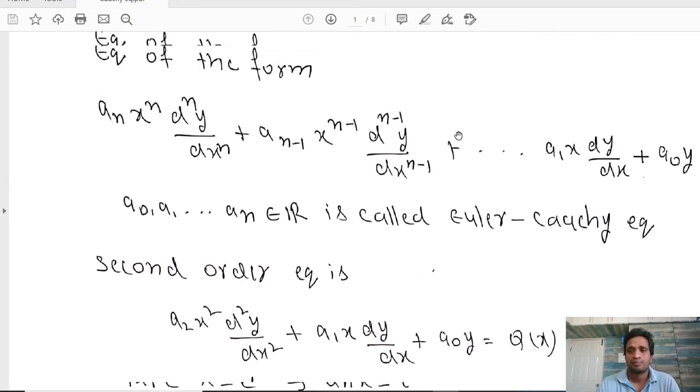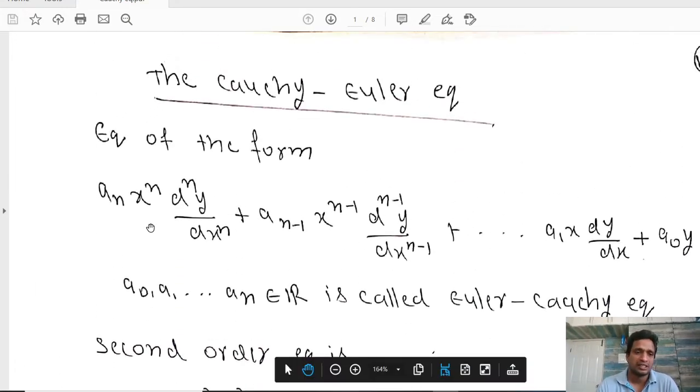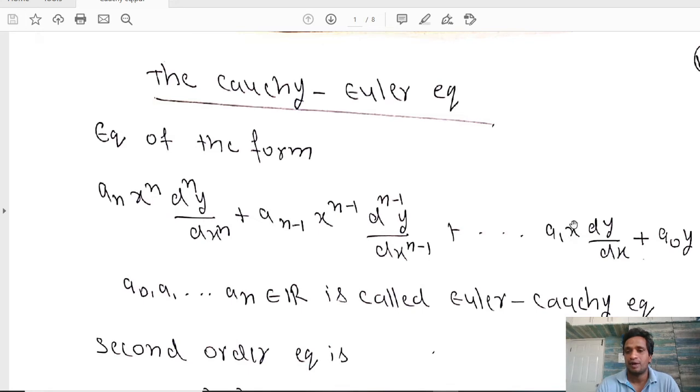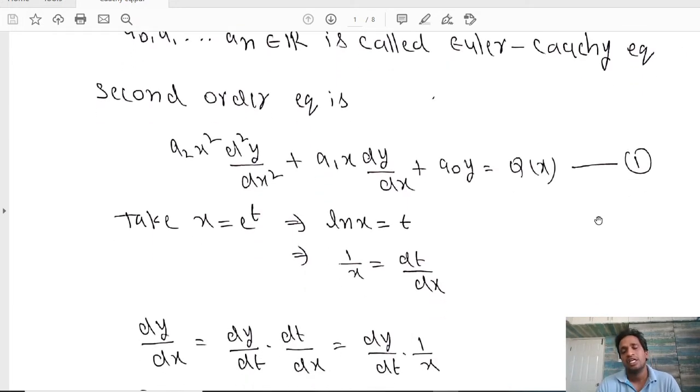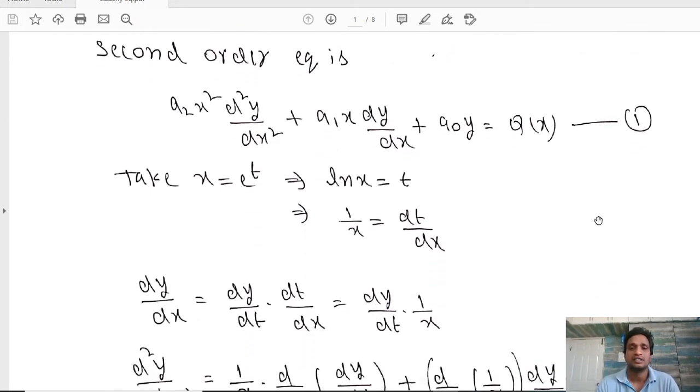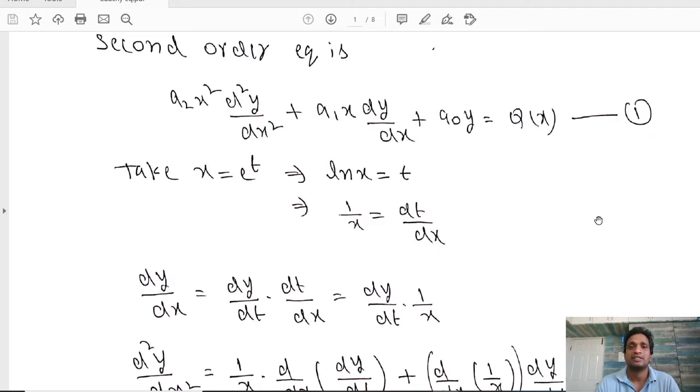If we go to the general order, that is x power n with the nth derivative, x power n minus 1 with the derivative of n minus 1, x power 1 with the derivative of first order. Okay, if any differential equation is of this type, we can easily conclude that this is a Cauchy-Euler differential equation.